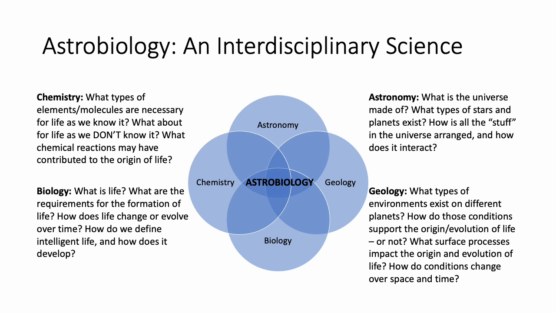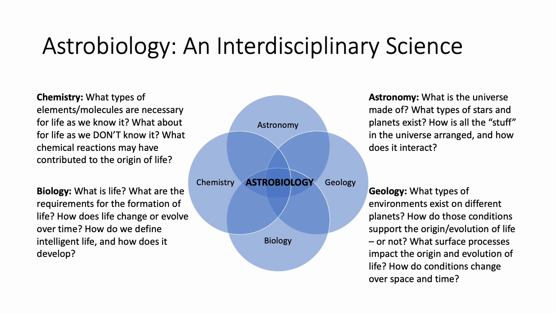And so astrobiology really is a very interdisciplinary science. It incorporates knowledge from astronomy, geology, chemistry, and biology. If you're looking at this Venn diagram, they all kind of converge into astrobiology.